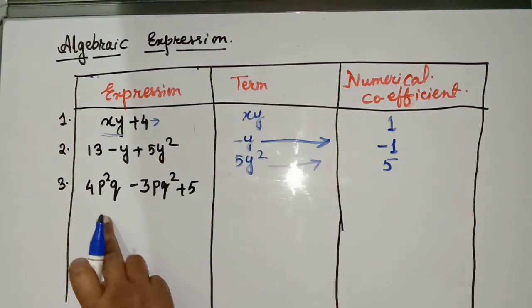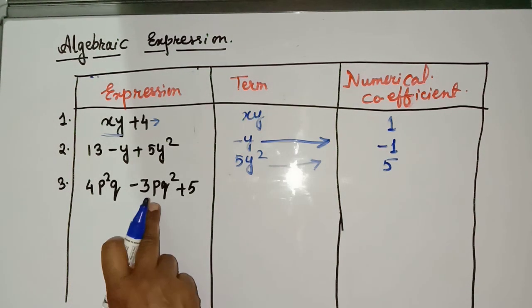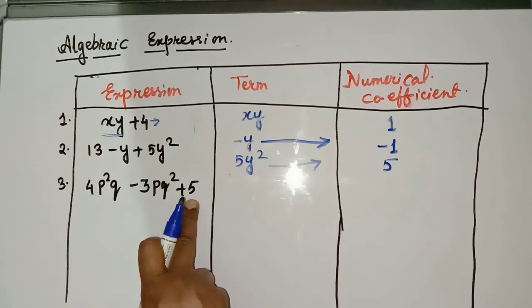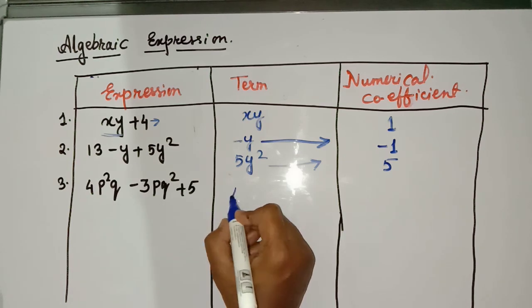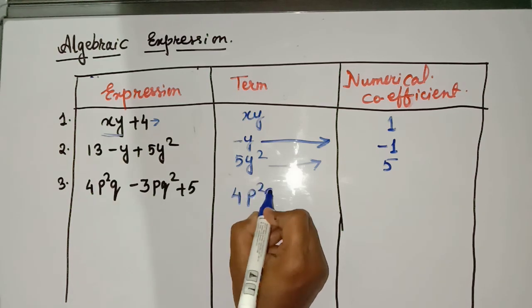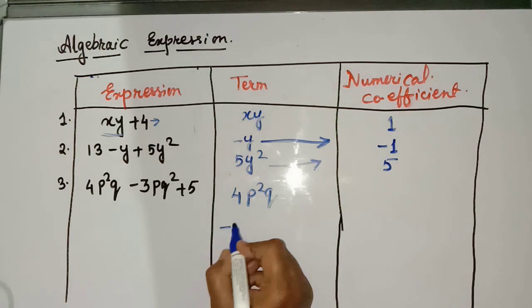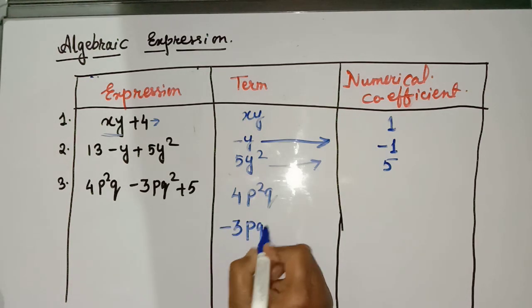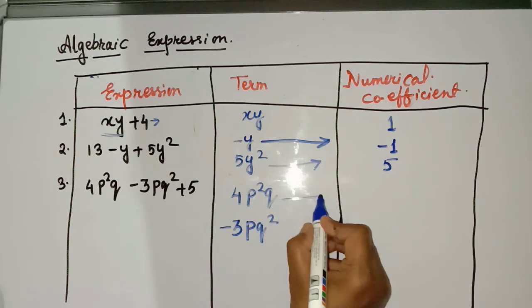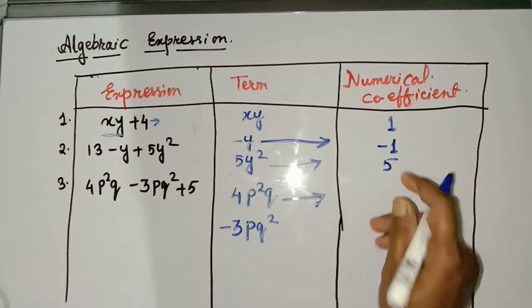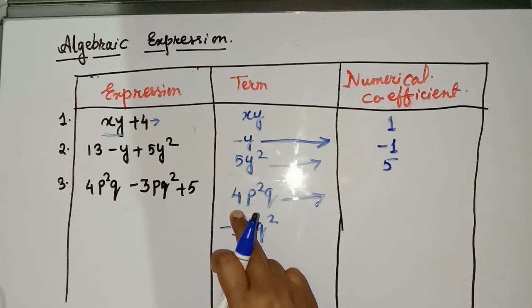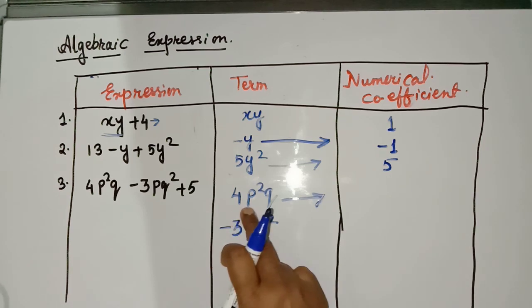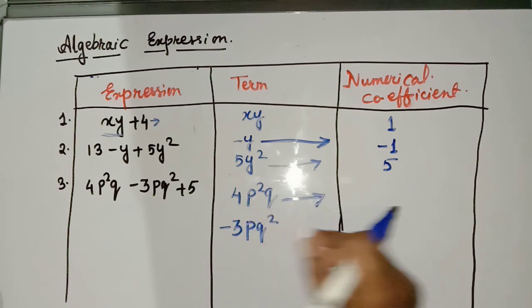Okay. Now question number 3: 4p square q minus 3pq square plus 5. So we are leaving 5 and writing 4p square q and the other term, minus 3pq square. Okay, now the numerical coefficient, you can see it is 4. So write down 4 as numerical coefficient.